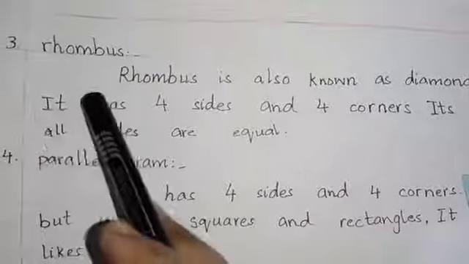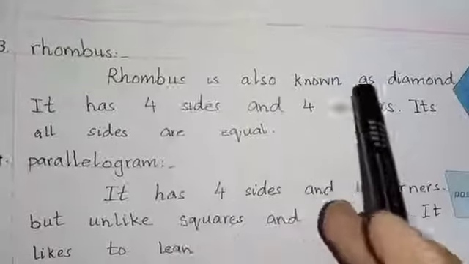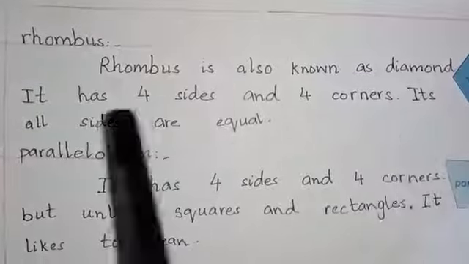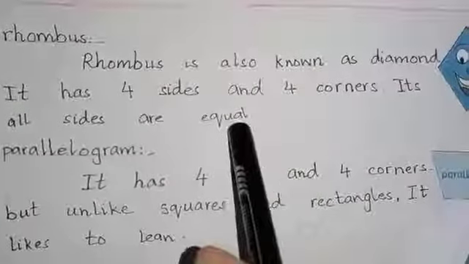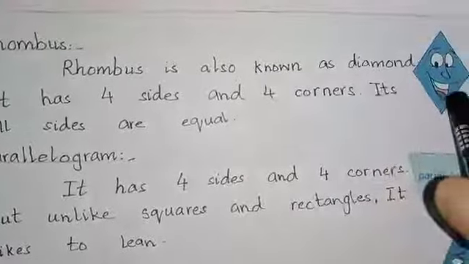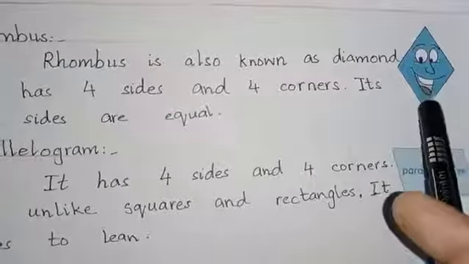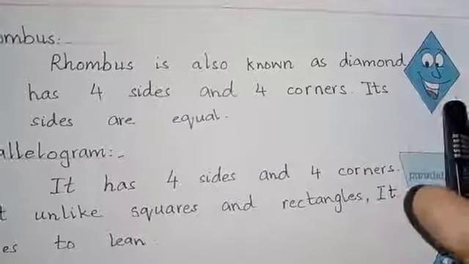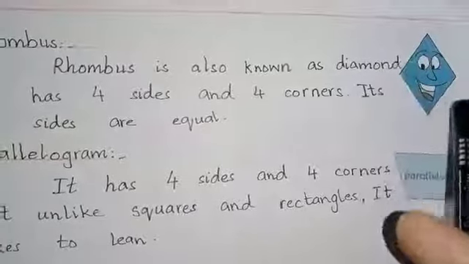Next, number 3 is rhombus. Rhombus is also known as diamond. It has four sides and four corners. Its all sides are equal. Look at this shape. It is also known as diamond. It has four sides and four corners. Its all sides are equal.